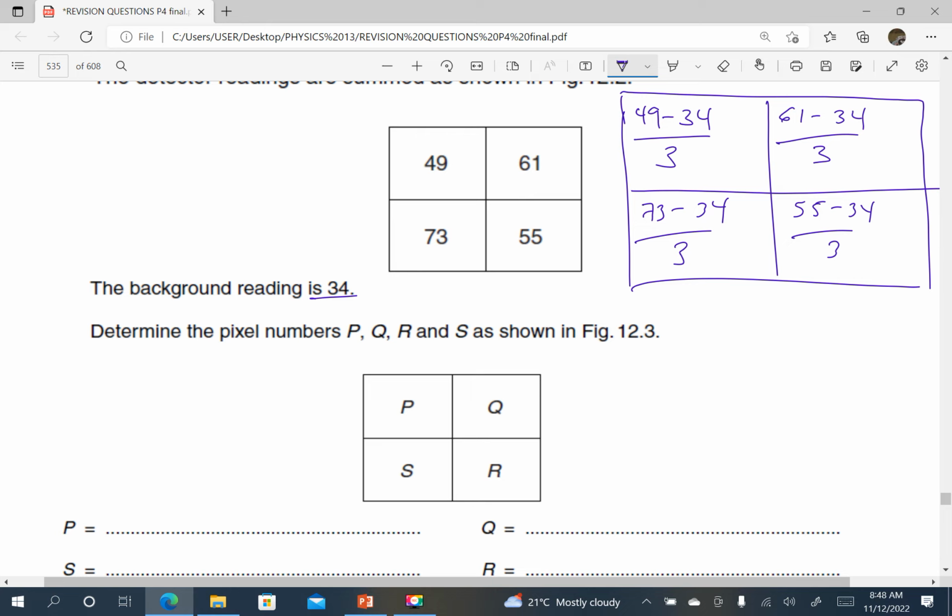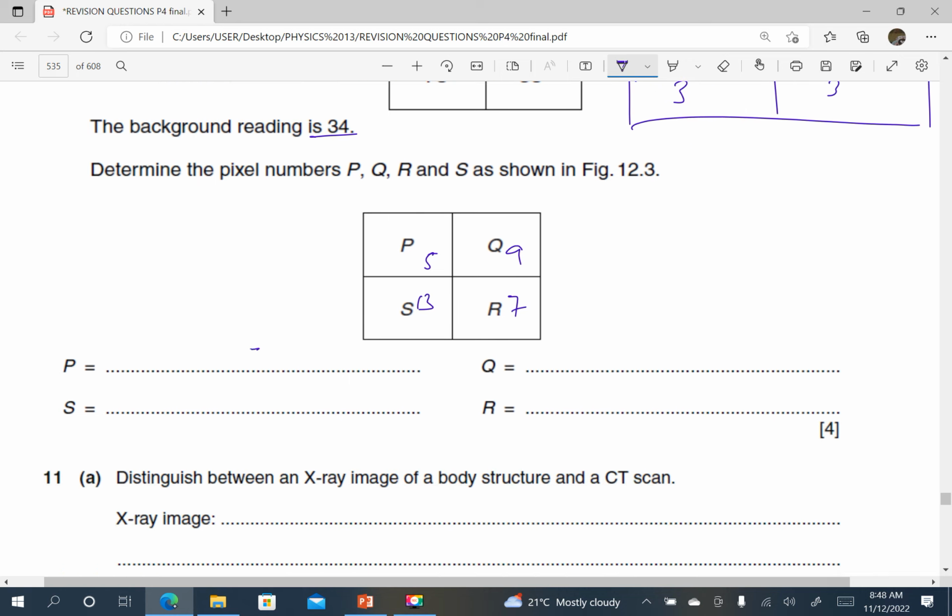For the first one, 49 minus 34 divided by 3, I think this is 5. The second one, 61 minus 34 divided by 3, I think this is 9. Then 73 minus 34 divided by 3, I think this is 13. And 55 minus 34 divided by 3, that is 7. So the answers here would be 5, 13, 9, and 7.